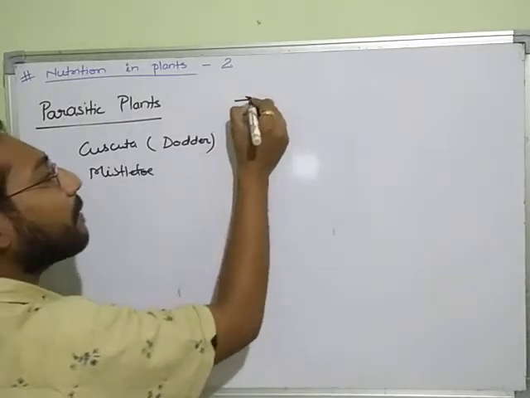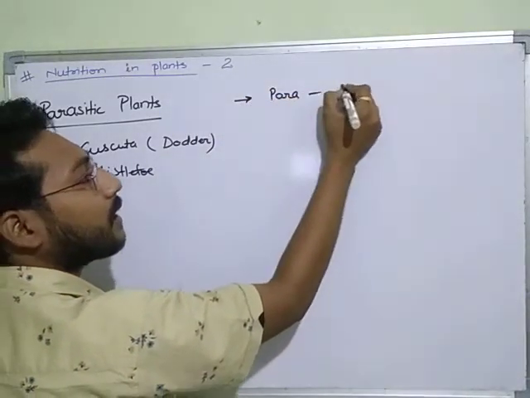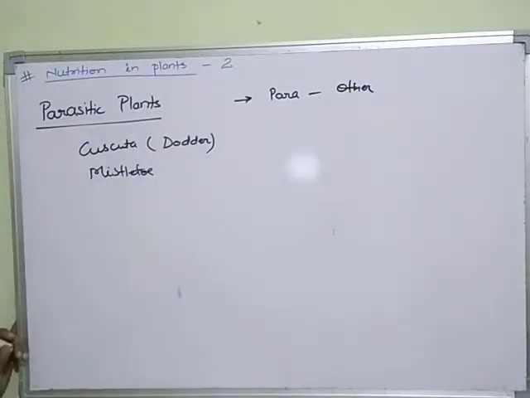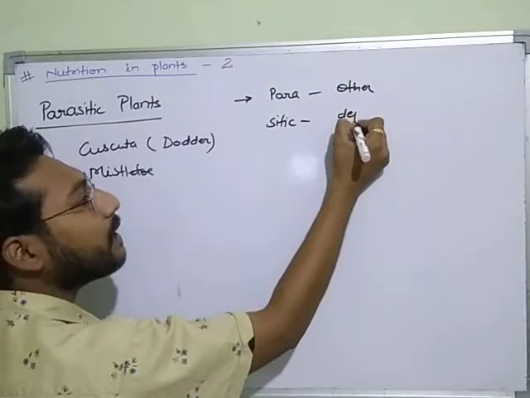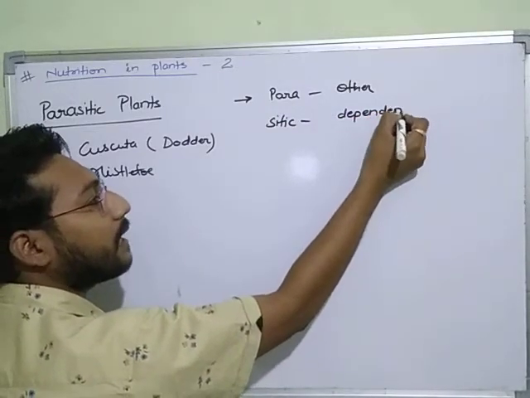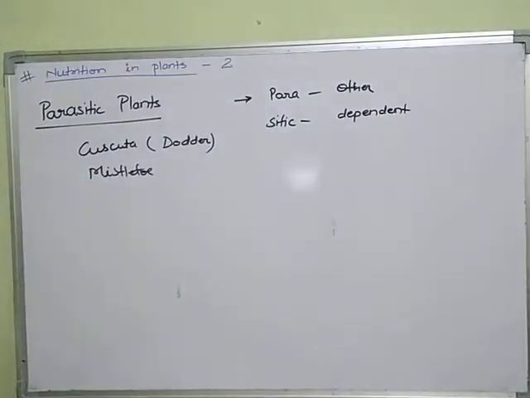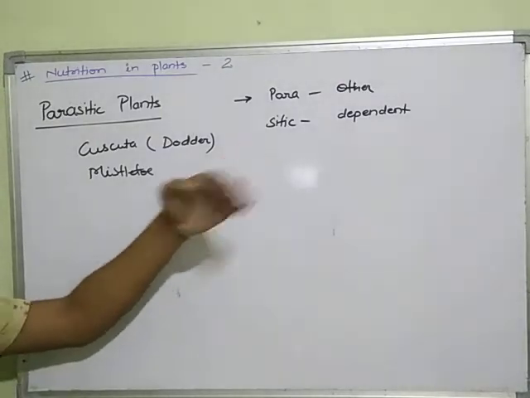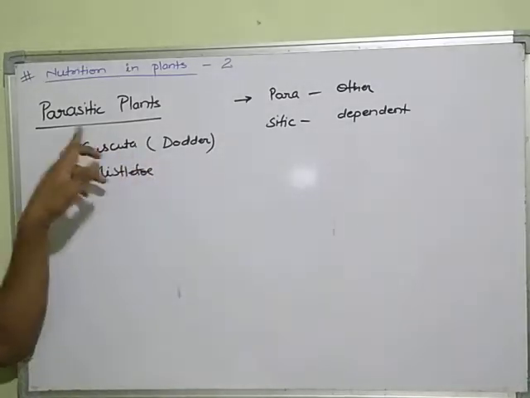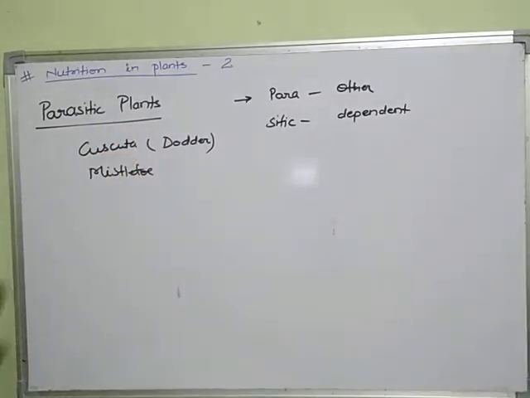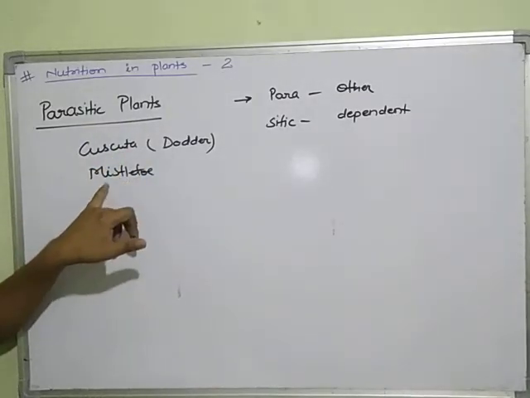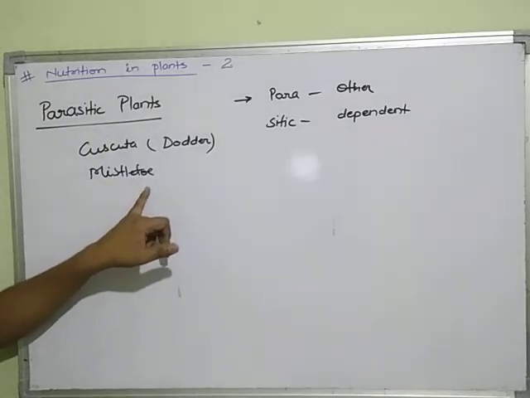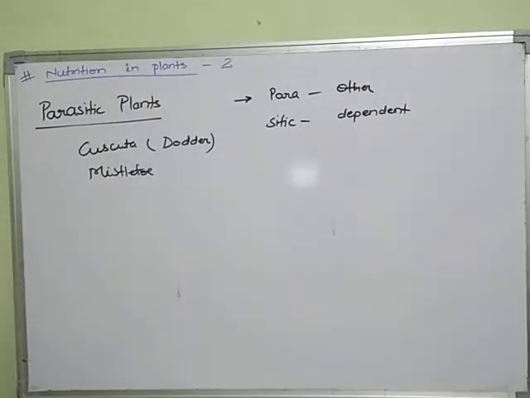Now what is meant by para? Para means other, and citic means dependent. So if you are going to summarize about parasitic, then the plants which depend upon other plants for their food are called parasitic plants. And what are the examples of parasitic plants? Cuscuta, which is also called dodder, and mistletoe. They absorb food from green plants.